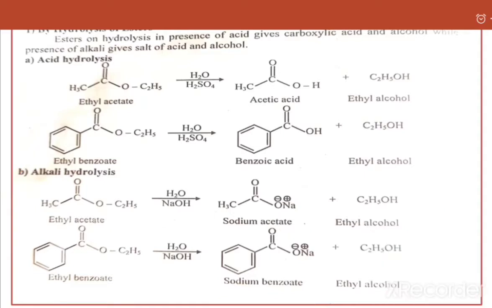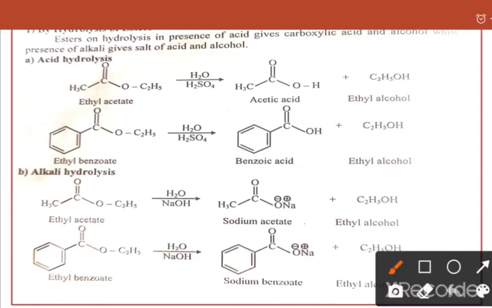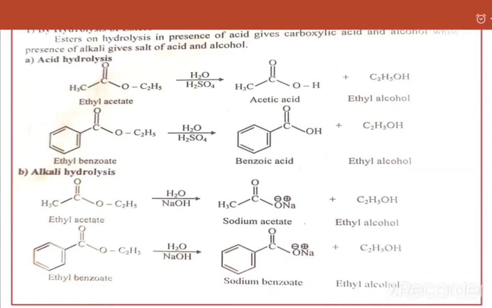That means in acid hydrolysis, this ester undergoes hydrolysis with H2O in presence of H2SO4, and we get the carboxylic acid. While in case of alkali hydrolysis, with H2O in presence of NaOH, there is formation of salt of acid plus alcohol.